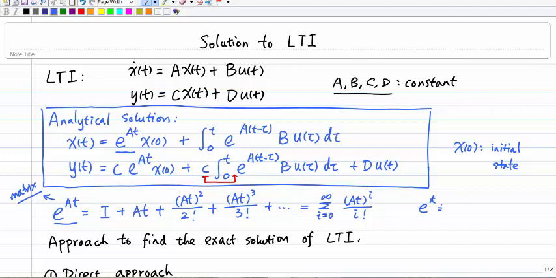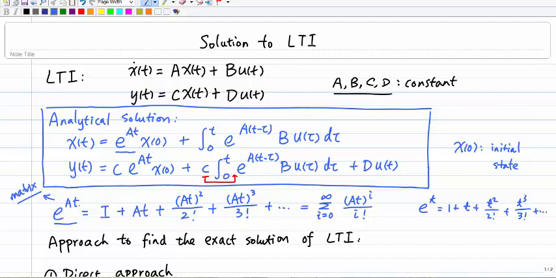You can consider this as the scalar case. This is also 1 plus t plus t squared divided by 2 factorial plus t cubed divided by 3 factorial, and so on. It just replaces t by A times t. Similarly, for e to the A times (t minus tau), you just replace At by A times (t minus tau), and you can compute e to the A times (t minus tau).